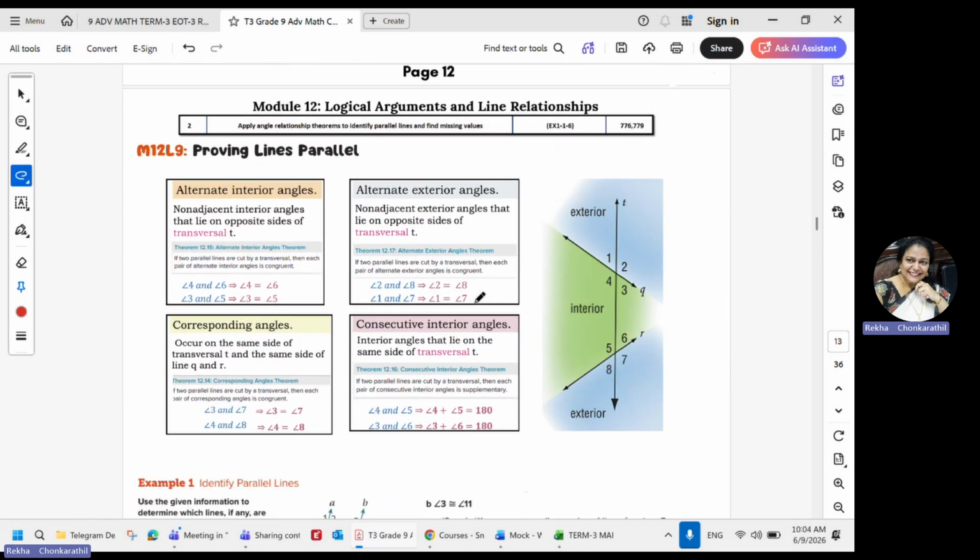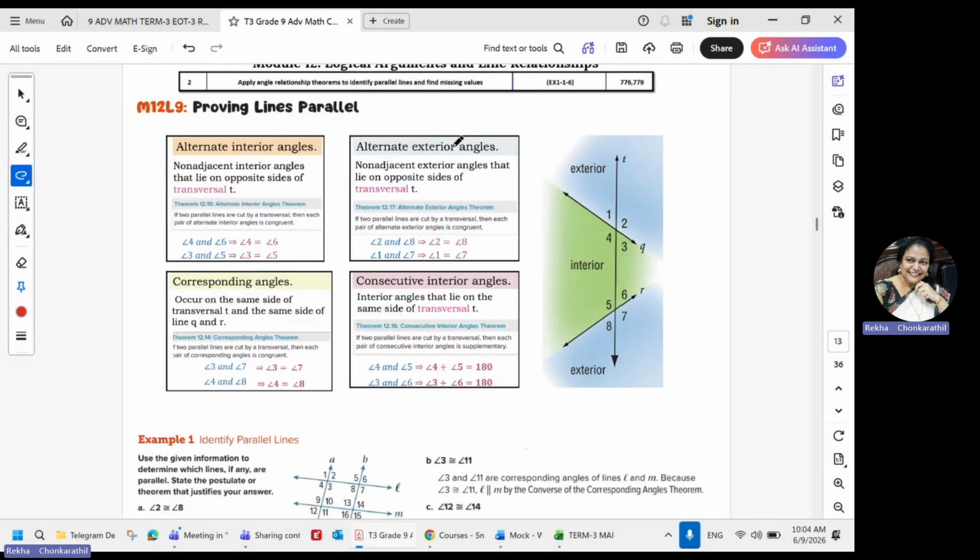Then we come to module 12, lesson 9. It's about proving lines parallel. We apply angle relationship theorems to identify parallel lines and find missing values. Remember, when two parallel lines are cut by a transversal, there are 8 angles formed. The figure given here, it's about not parallel lines. So we don't have any connection between these 8 angles.